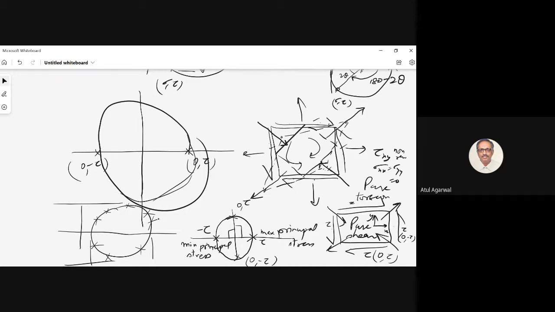Okay. And all those planes are passing through one point only. So you're talking of state of stress at a point. Is it okay? Because many people won't understand this.